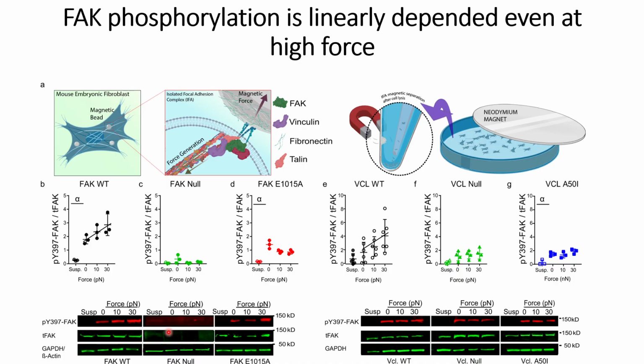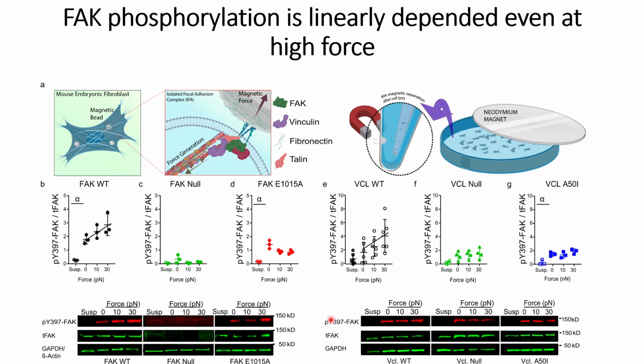But when there is null FAK, we see minimal phosphorylation of the FAK, and similarly total FAK also goes down. But when they use the mutant E1015A FAK, they see an increase in the phosphorylations, but they also see some increase in the total FAK, and the overall ratio does not give us any concrete relationship between activation of FAK and the total FAK.